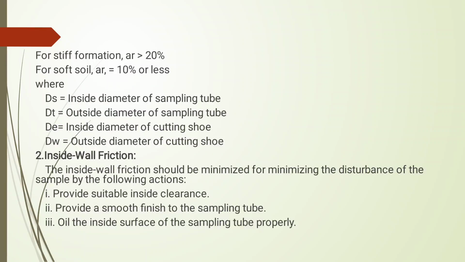Here ds is the inside diameter of the sampling tube, dt is the outside diameter of the sampling tube, de is the inside diameter of the cutting shoe, and dw is the outside diameter of the cutting shoe. Next one is inside wall friction. While inserting the sampler into the ground, the wall friction should be minimized. It can be done by providing a suitable inside clearance, or providing a smooth inside surface, or by oiling the inside surface of the sampling tube.